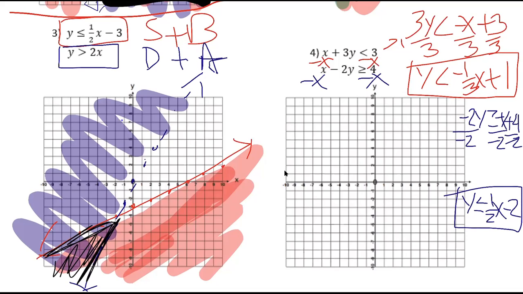So this first one I'm going to do in red, we would start up at 1. We would go down 1, right 3. And got crap in the way, but we'll just ignore it. So this one's a dashed line. That's pretty bad. Okay, it's a dashed line. And we're going to shade below.